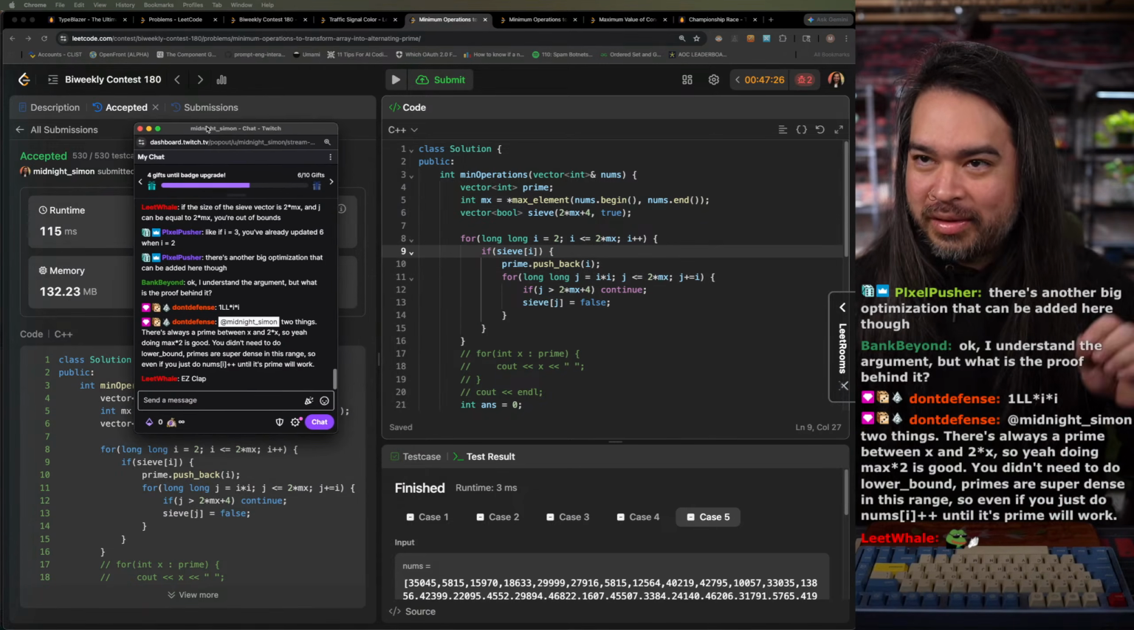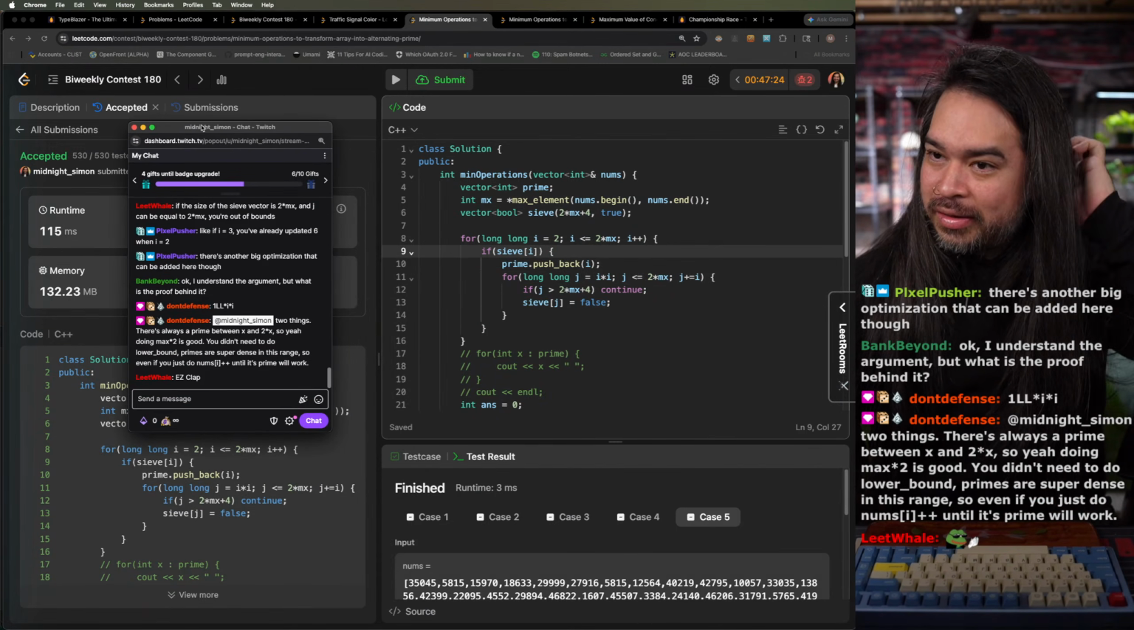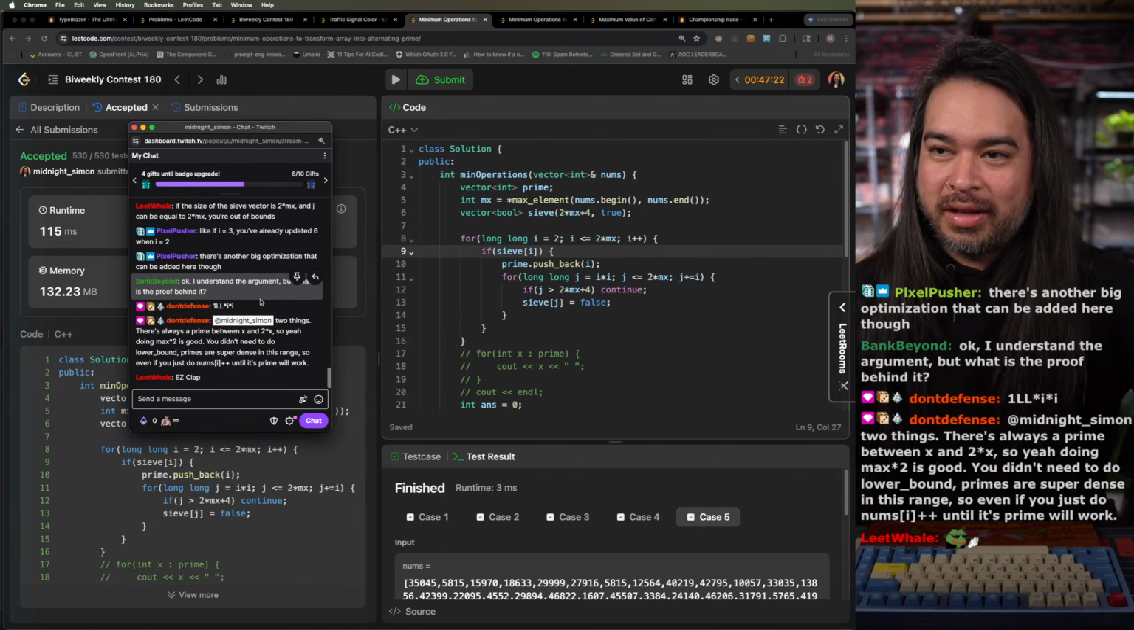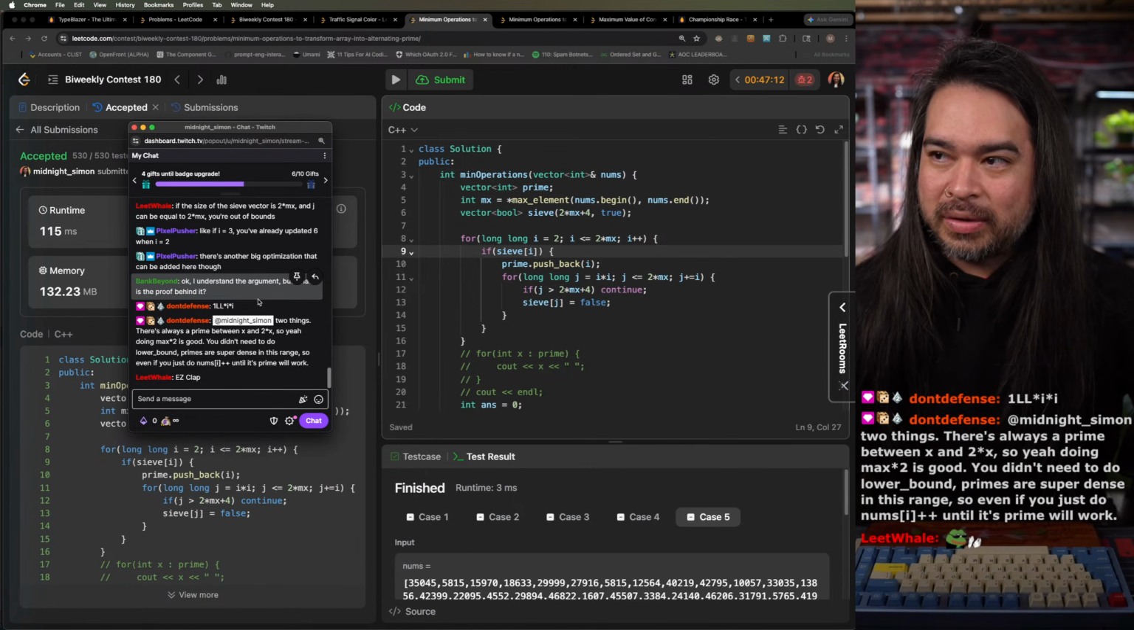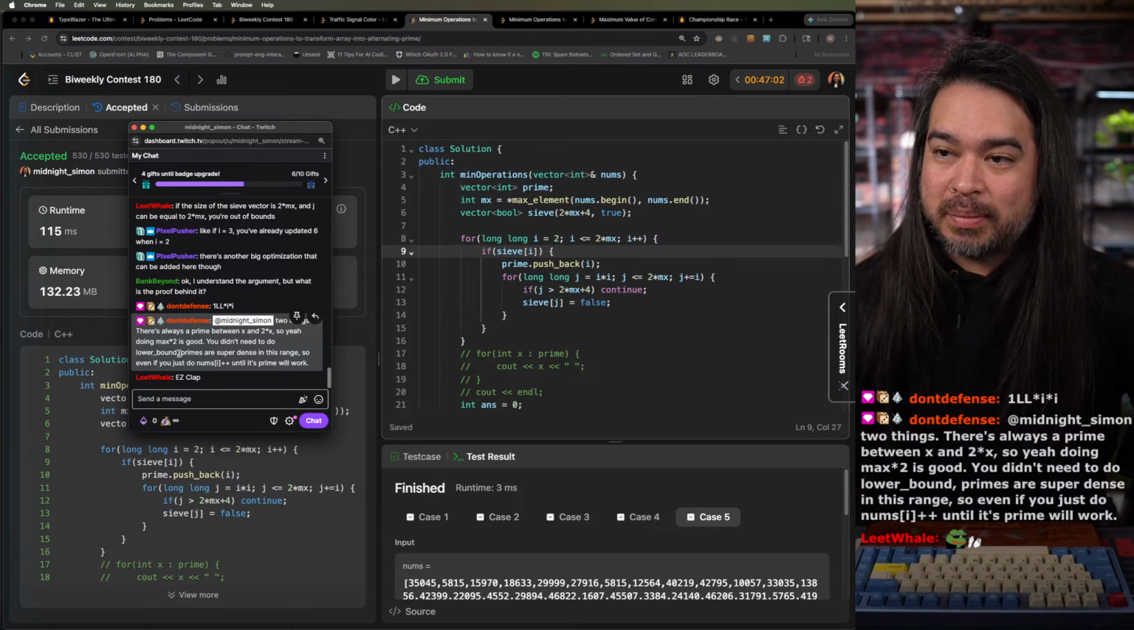All right, time for a lesson on sieves by the Grandmaster himself. There's always a prime between x and 2x. So yeah, doing max 2 is good. You didn't need to do lower bound. Primes are super dense in this range. So even if you just do nums I++ until it's prime, it will work.